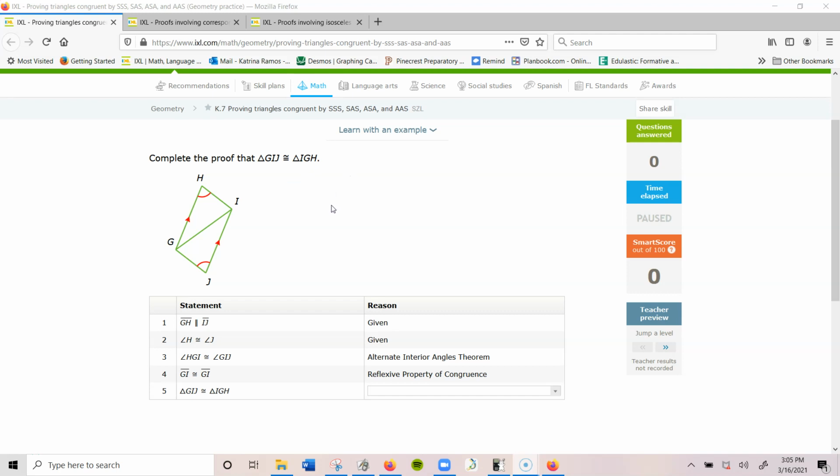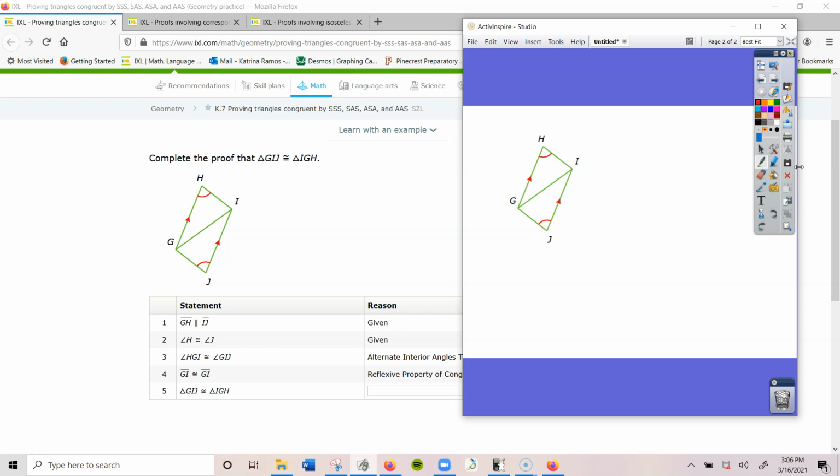So for all of these, you have to complete the proof. Now, like I mentioned in the previous IXL video, it's useful if you draw out the diagram that's given so you can mark it, so you can see exactly why in these cases the triangles are congruent. So here we are going to complete this proof. I have already copied that image here.